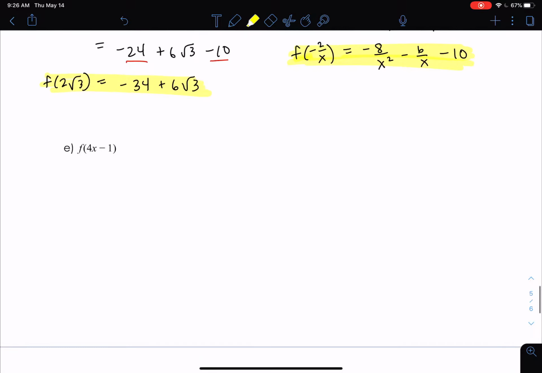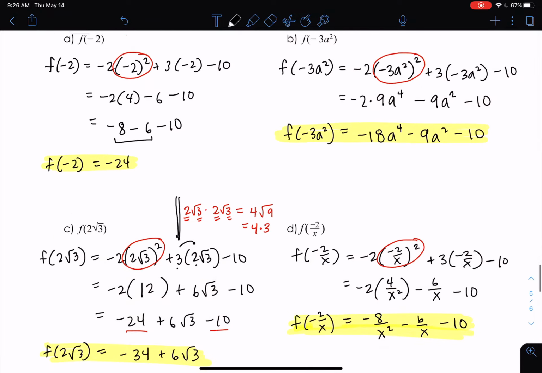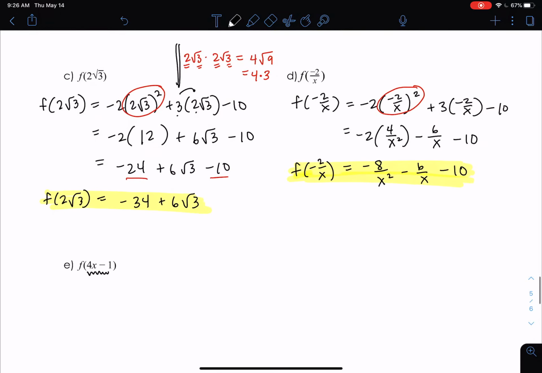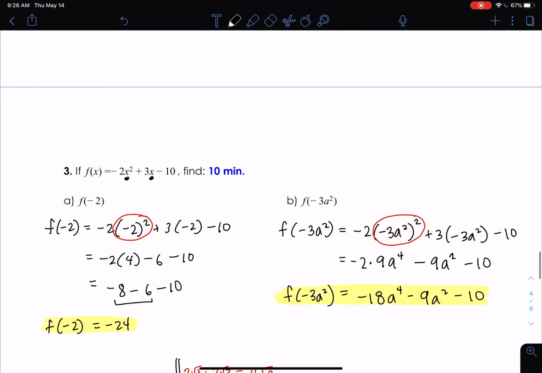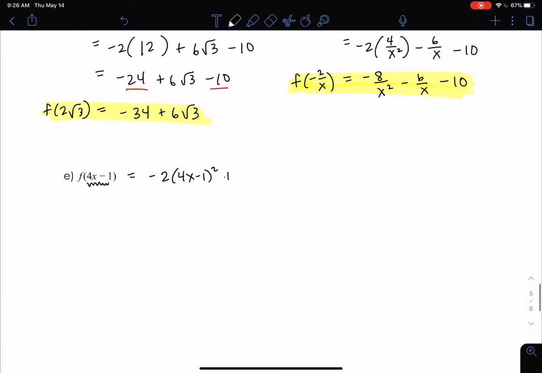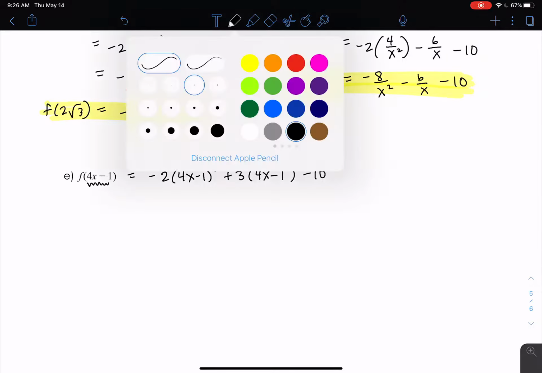Okay, last problem. This one is probably the trickiest one because of a binomial that we'll be plugging in. So let's see. I have negative 2x squared, so that's going to be negative 2, 4x minus 1 squared. Then I have a plus 3x minus 10. So this is my plus 3. That would be my x. That's the minus 10. And instead of x, we're writing 4x minus 1. Awesome.